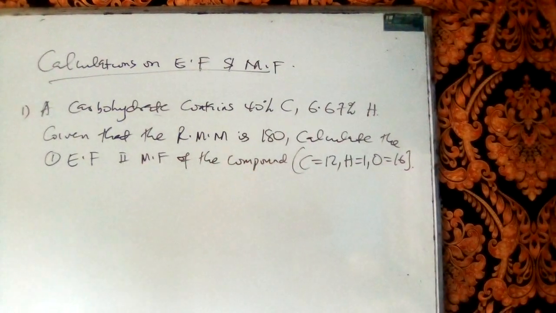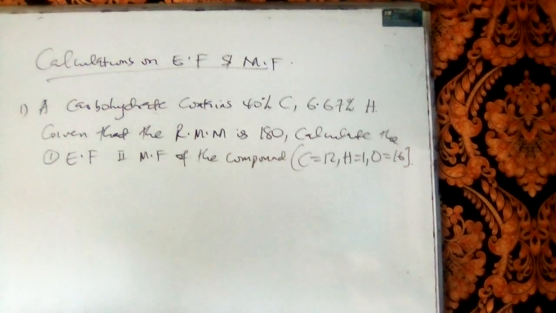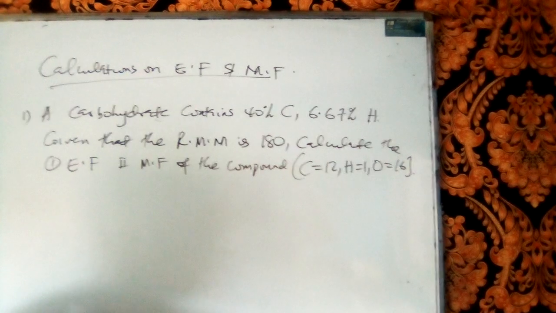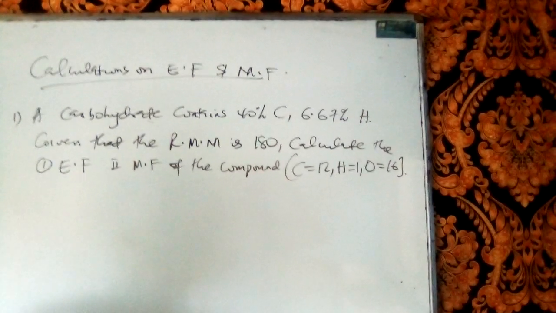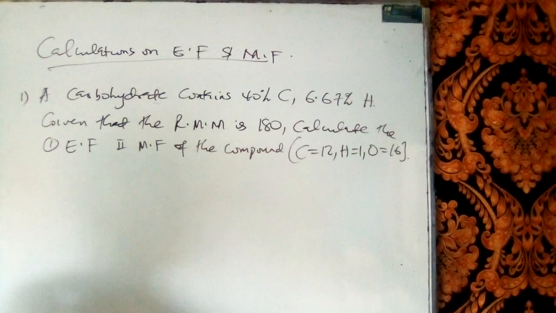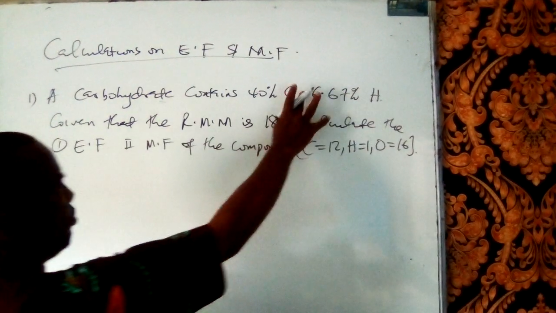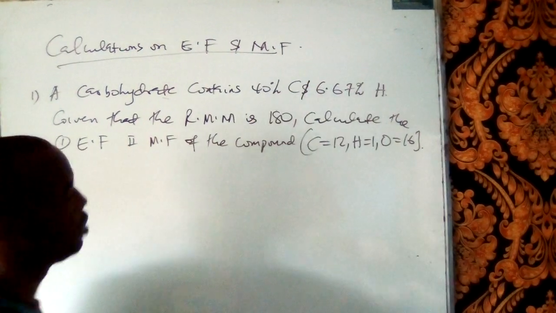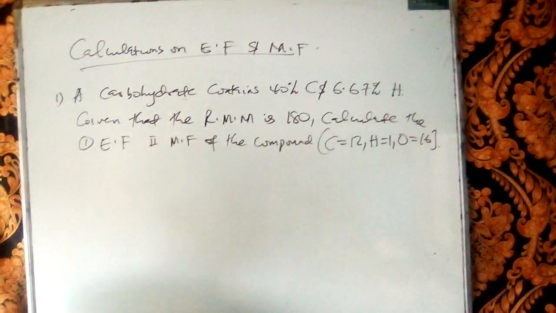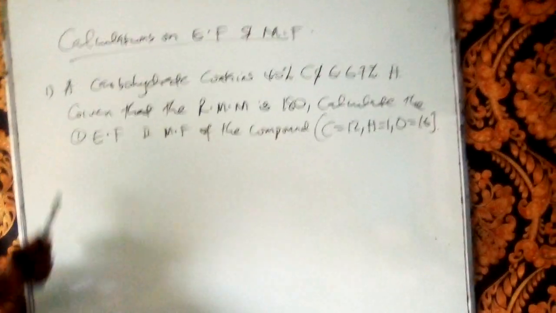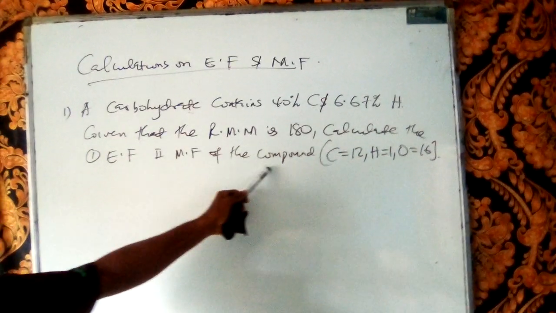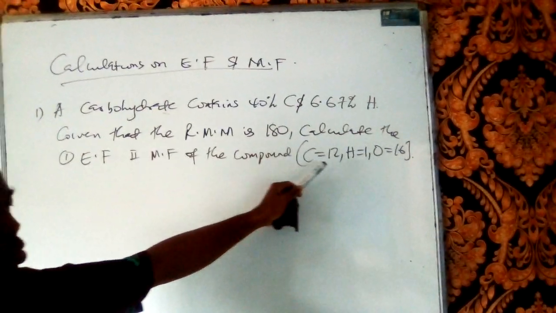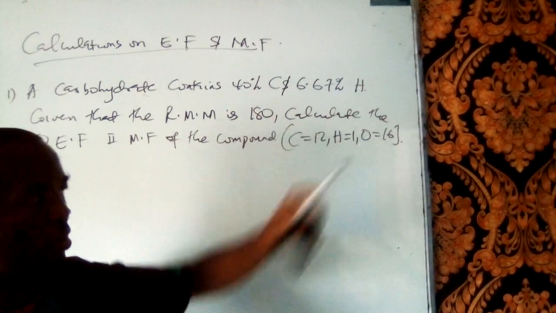Okay, we'll look at the problem on the board on empirical and molecular formula calculation. It says a carbohydrate contains 40% carbon and 6.67% hydrogen. Given that the molecular mass is 180, calculate number 1 the empirical formula, number 2 the molecular formula of the compound. And we're given the atomic mass of carbon as 12, hydrogen 1, oxygen 16.